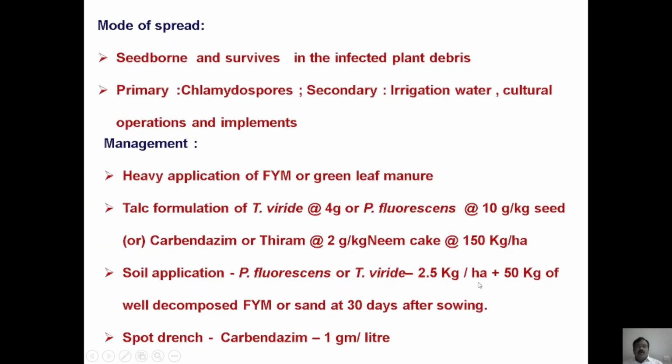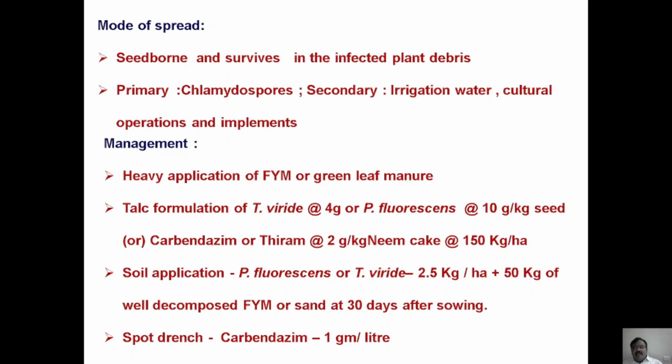The disease is seed borne, and the pathogen survives in the plant debris, which serves as the source of inoculum. The primary spread is mainly through the chlamydospores present in the infected plant debris, while the secondary spread is through irrigation water as well as through the cultural operations.